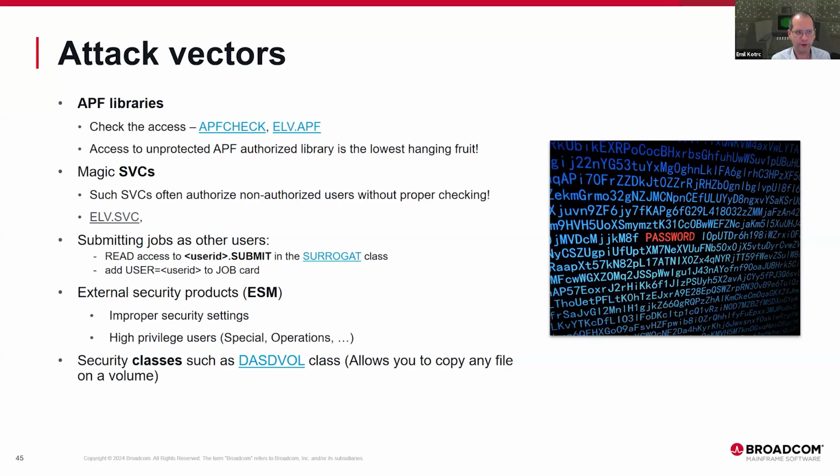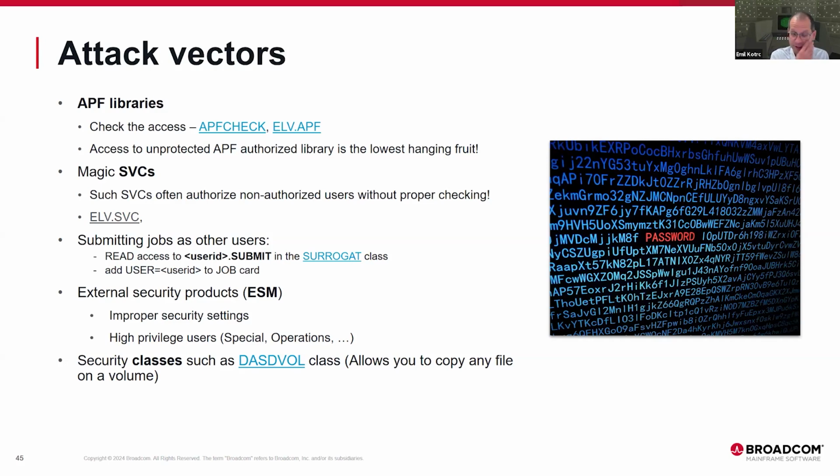The third example I have here is, okay, I cannot update any APF authorized library. There is no magic SVC. But what if I can submit the job as another user who has the privileges? There is this surrogate class. So if I have read access to this security resource, userID.SUBMIT, then I can submit a job as that user ID. In my JCL I just need to change the user.